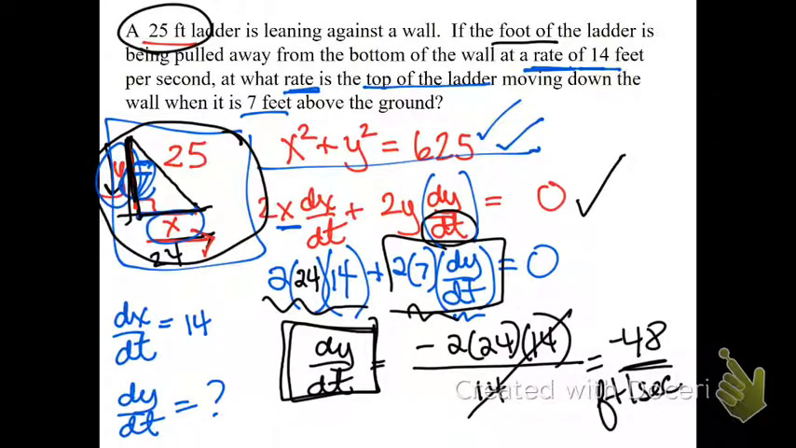Okay, let's try another one. Oil is spilling from a tanker, spreads in a circle on the surface of the ocean. Well, that's not good. Okay, we got a circle. The radius of the spill is increasing at a rate of 7 meters per minute. How fast is the area of the spill increasing?